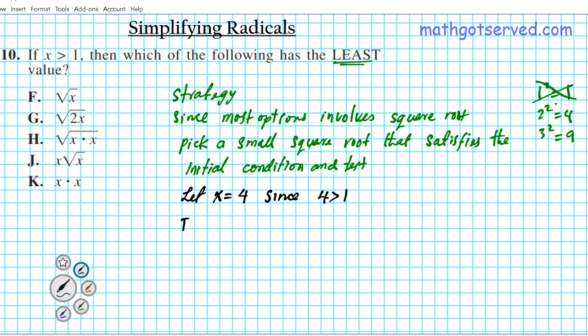Now let's go ahead and test it out. F, the square root of x, is going to be the square root of 4. The square root of 4 is 2. So you see why we selected the perfect square, right? It makes our computation easy.